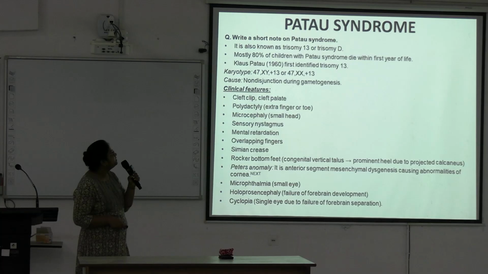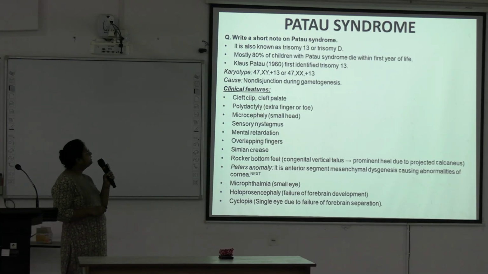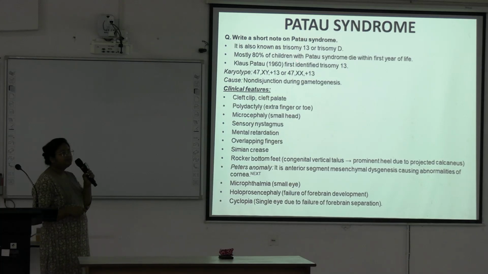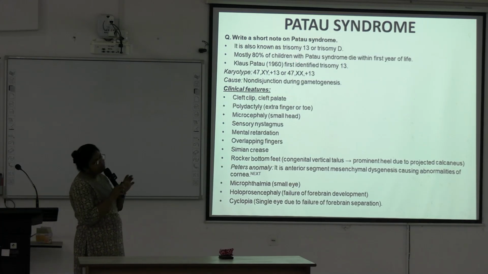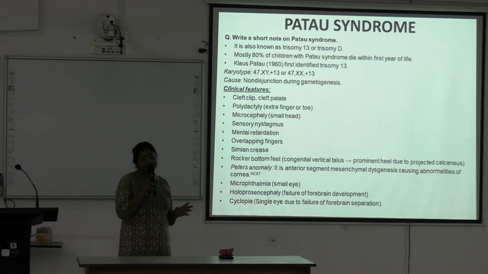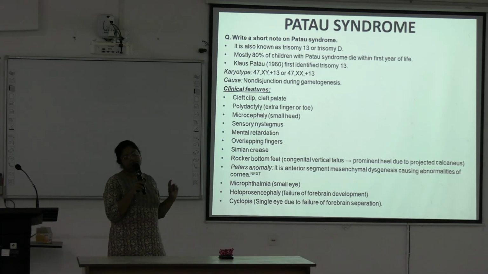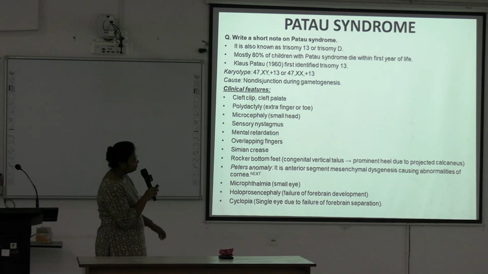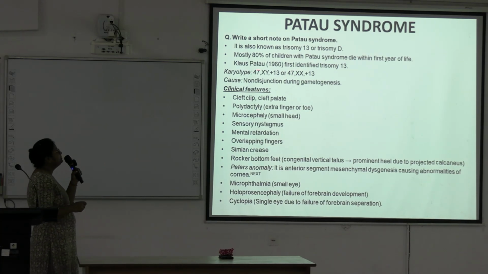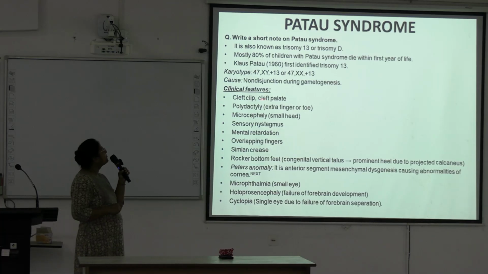Next we go to Patau syndrome. It is also known as trisomy 13 or trisomy D. Which chromosome is involved is very important. That can come in your viva or in your MCQs also. In which syndrome, which chromosome is involved. So Patau syndrome is also known as trisomy 13 or trisomy D.